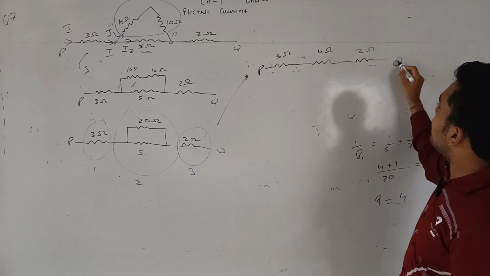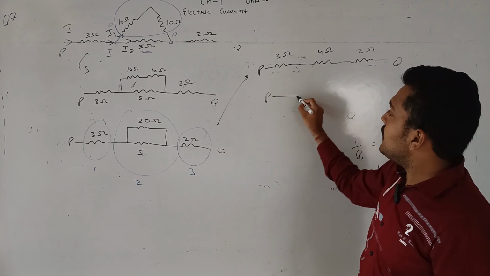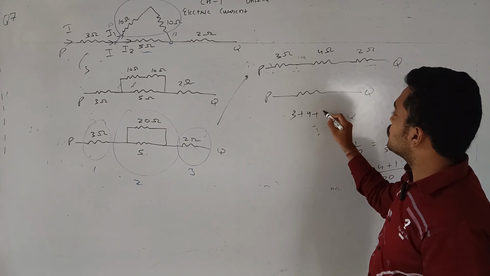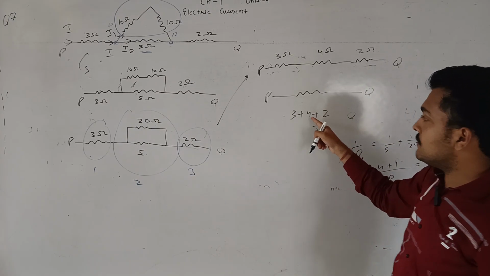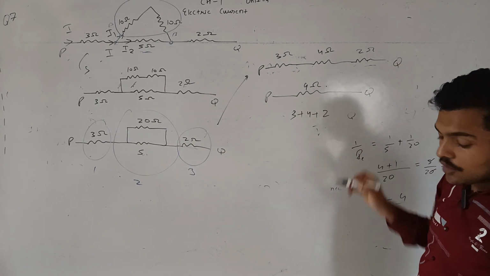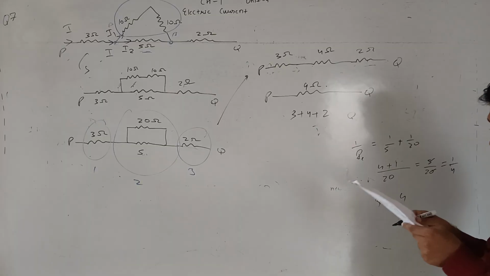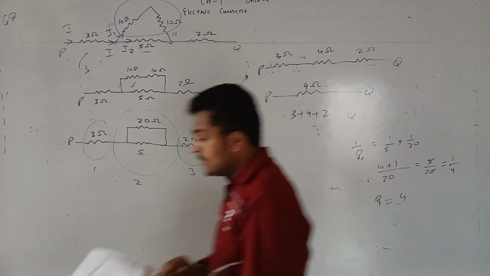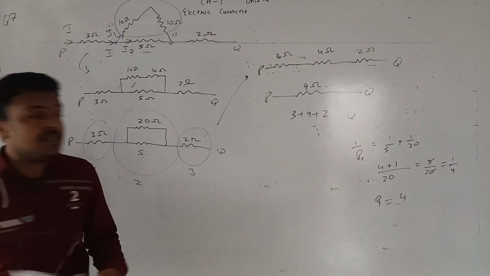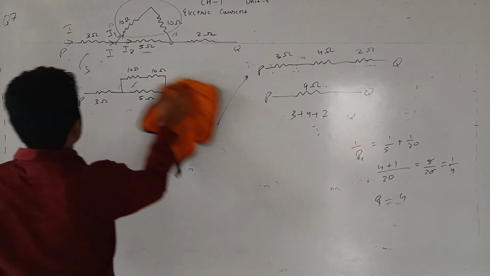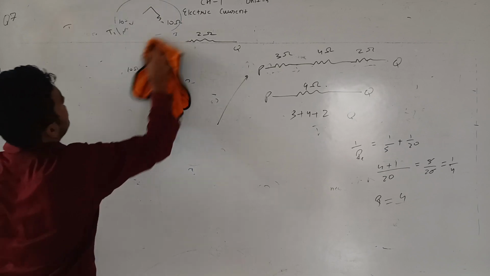So finally we get R equivalent is equal to 3 plus 4 plus 2. So this is 9. Total equivalent resistance across the PQ is 9 ohms. So this is how we solve this. Each and every step you have to note and understand. And then we'll move to the next question.